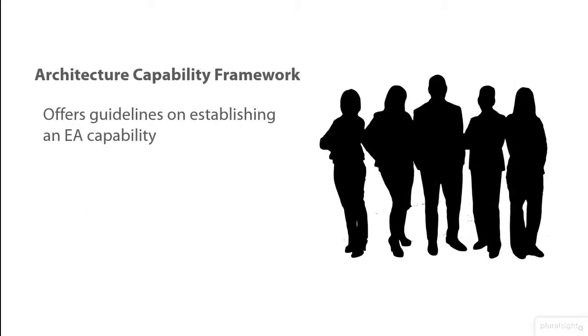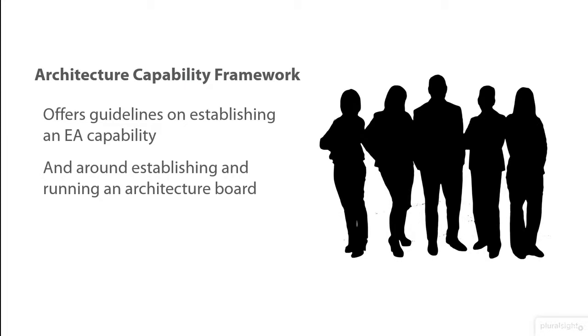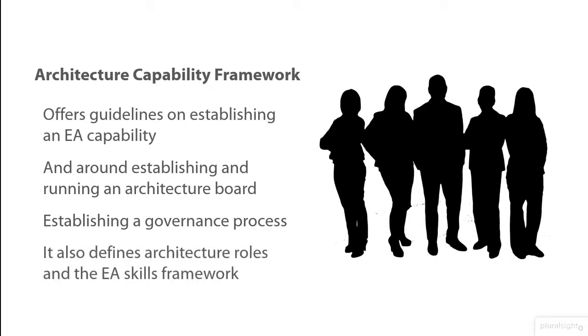The Architecture Capability Framework offers guidelines around establishing an enterprise architecture capability and establishing and running an architecture board, ensuring architectural compliance by incorporating governance into the whole process. It also defines architecture roles and the Enterprise Architecture Skills Framework.